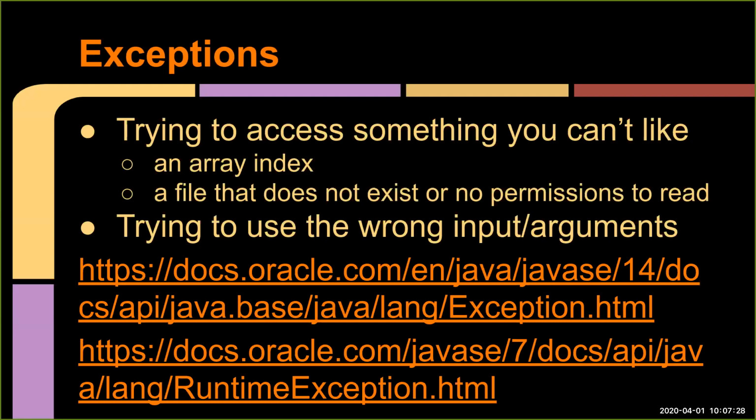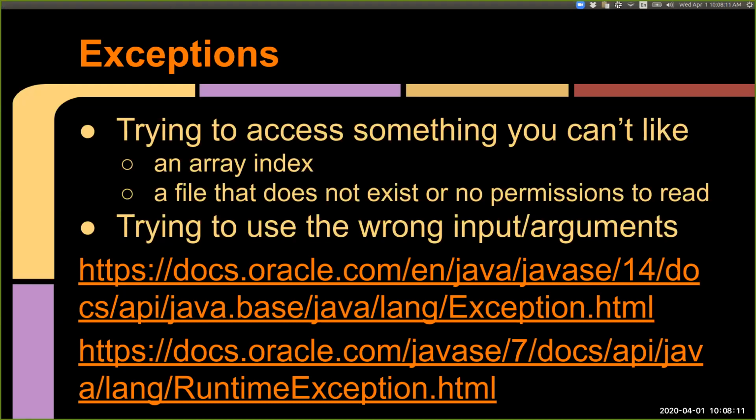Okay, so exceptions. As we talked about in the previous sessions, an example of an exception that could happen is when you're trying to access something that you can't, like an array index out of bounds. Either you tried to go negative, or you went too far, or you're trying to open a file that doesn't exist, or that you don't have permissions for, and you're going to see different exceptions for those. Or trying to use the wrong input or arguments can also throw an exception. So let's look at those.